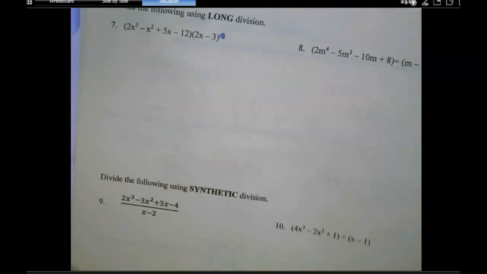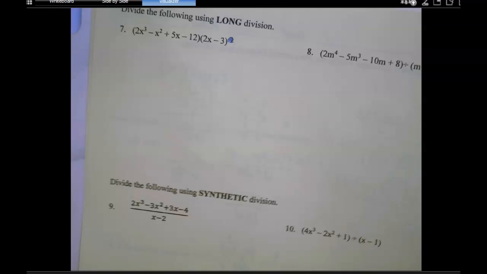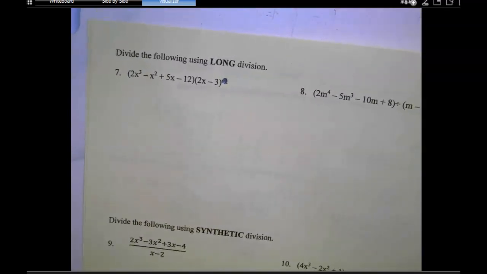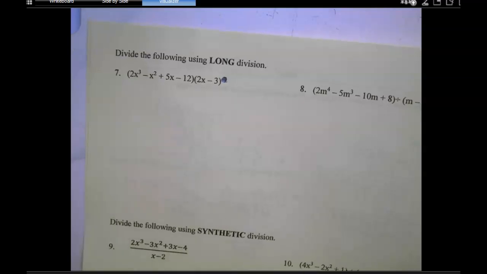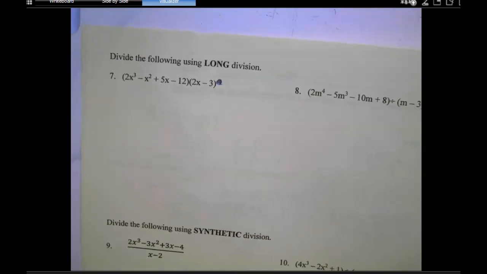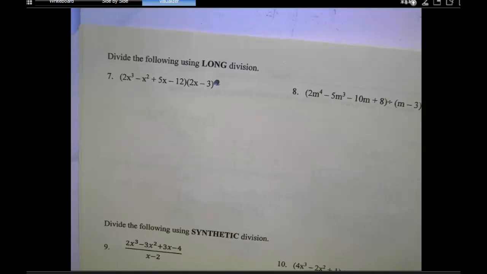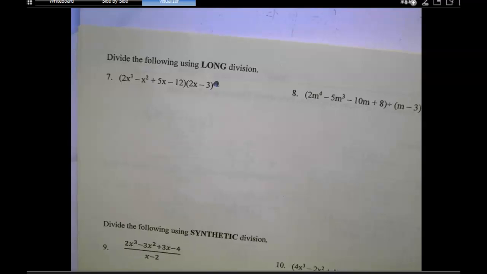Okay, so we have long and synthetic division, and so I'm not gonna work those. I know you guys can work those, but you can't work them. Do the delta math. Oh my gosh. All right, but what's the one thing, y'all?